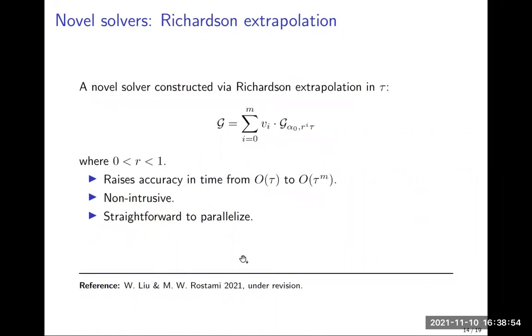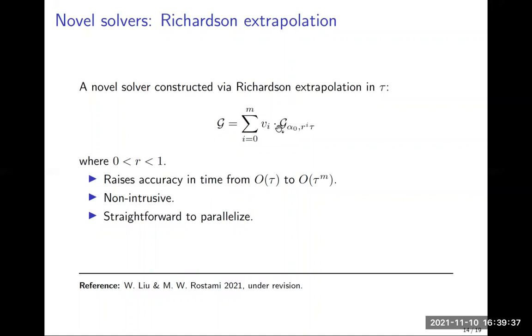All right, so there are other ways you can combine these existing solvers, right? And we can use Richardson extrapolation in the time step. So again, I'm replacing a single off-the-shelf solver by a sequence of them. So these are the weights. VI is a bunch of weights, and they're calculated according to the Richardson extrapolation, which you probably have seen in maybe an undergraduate level numerical analysis class. And we know that Richardson extrapolation is going to raise the accuracy in time.